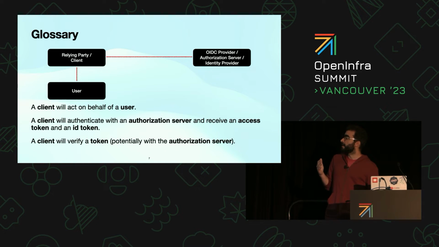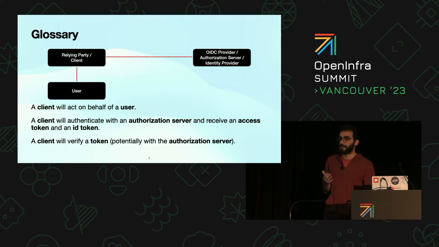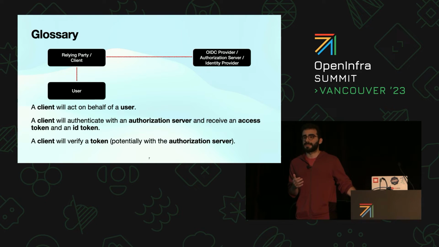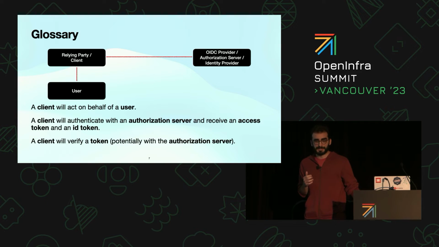The user will, through the client, authenticate with the OpenID Connect provider. It may also be referred to as an authorization server. This is the terminology that OAuth2 uses, or as an identity provider, and this is the terminology that Keystone or SAML2 usually use to refer to this identity source.